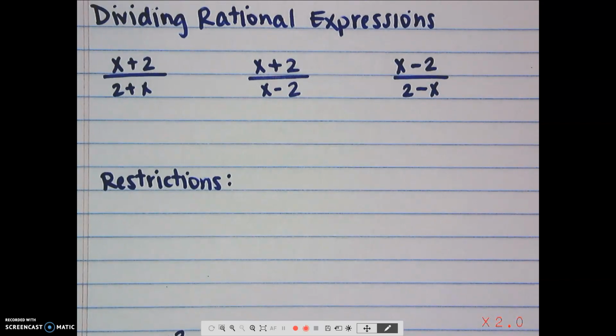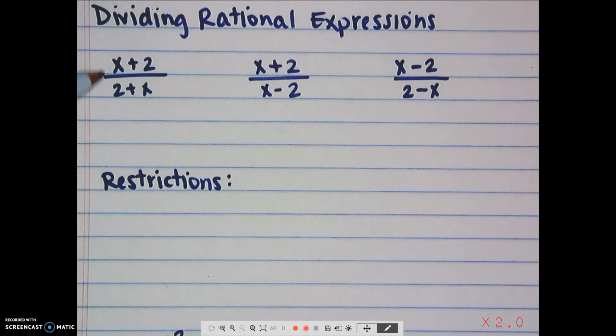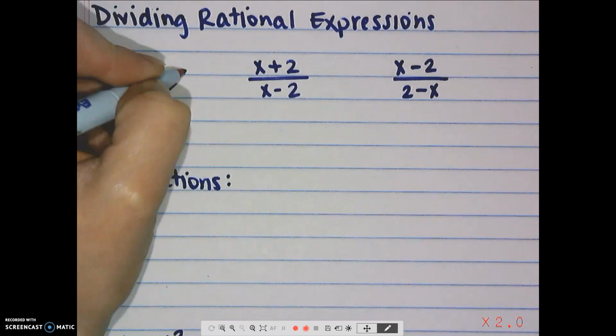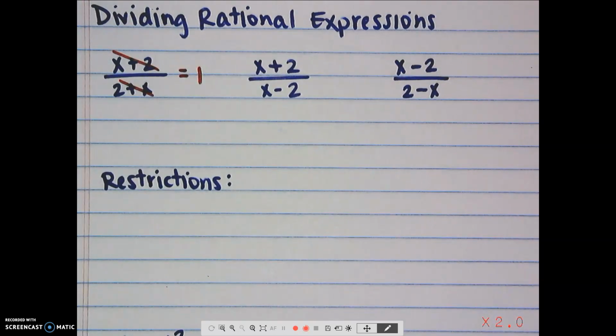Today we're going to be talking about dividing rational expressions. Before we can do so, we need to talk about 3 different situations that we can be in and if we can simplify those things or not, or what they would equal. So if we have x plus 2 divided by 2 plus x, are those the same thing? Well, 3 plus 2 is 5, 2 plus 3 is 5, 5 divided by 5. So these two things can cross off and they would just equal a positive 1.